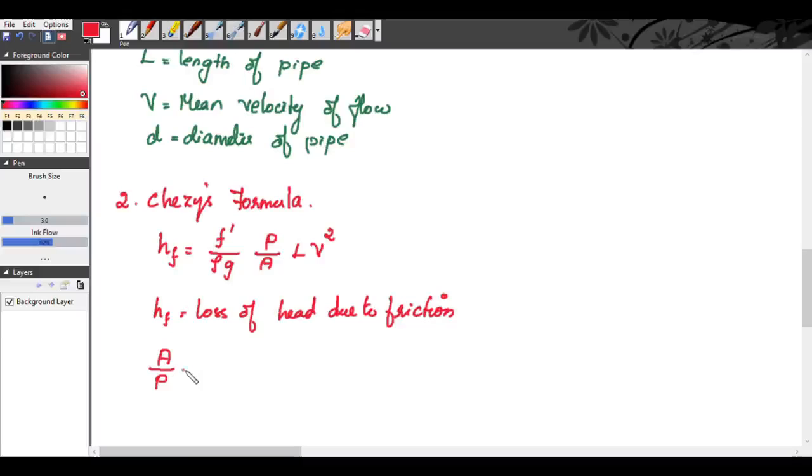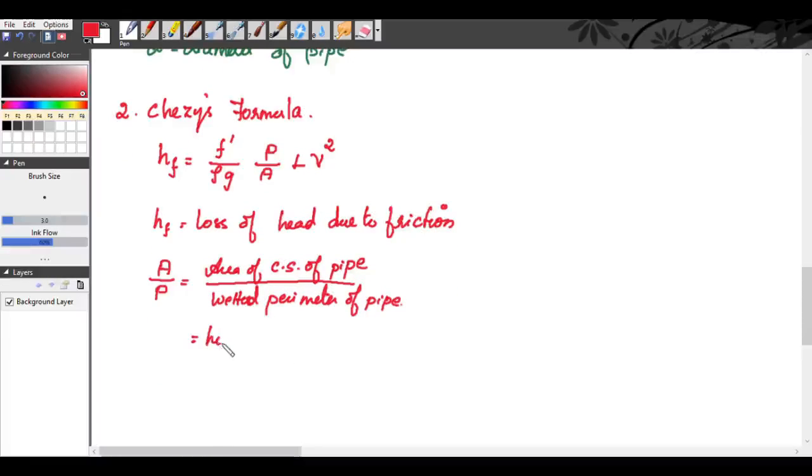Here A is the area of cross section of the pipe, or the area of flow of the pipe, divided by P, the wetted perimeter of the pipe. So A by P, area by wetted perimeter, is called hydraulic mean depth and it is represented by the symbol M. So M is equal to A by P.